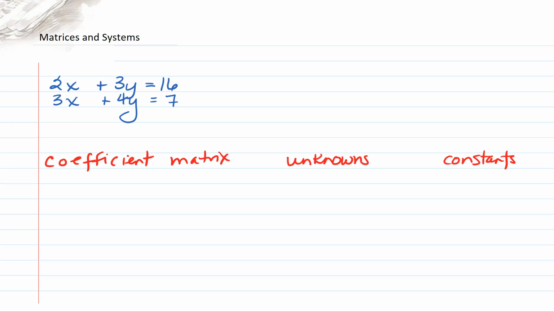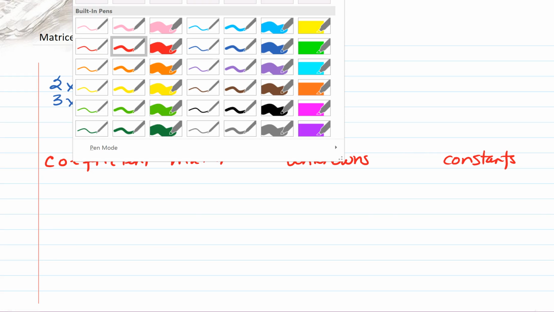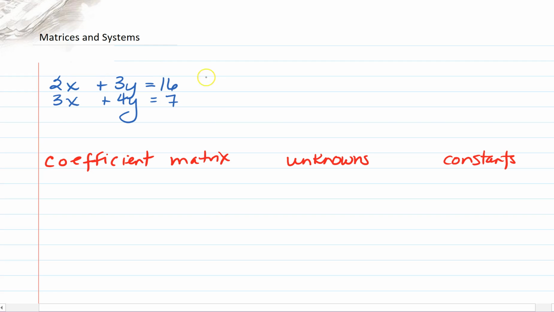Hi students, now I want to take you back to 8th grade, really, and looking at these systems of equations. And I want to organize them in different matrices. I'm going to start with these three: the coefficient matrix, the unknowns, and the constants. So if I have this system, which is just a system of linear equations, I'm using something kind of easy.